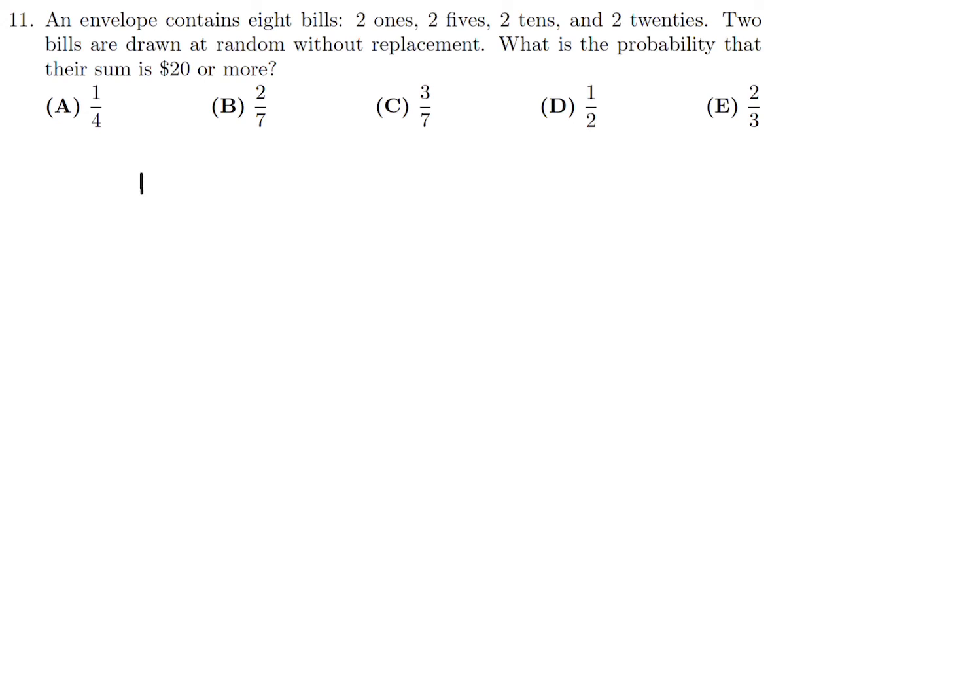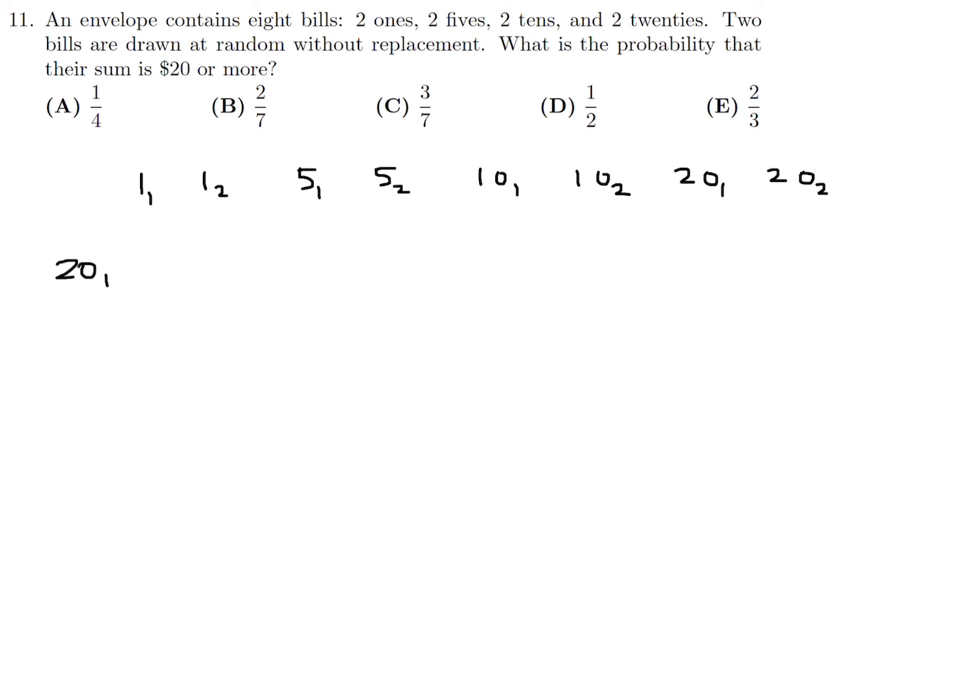So we've got $1, $5, $10, and $20. Now, because each of them has 2, I'm going to label them 1 and 2 to make them distinct from each other, because they are. So I want to choose 2, and then I've got to make sure that $20 or more is their sum. All right, let's say I chose $20.